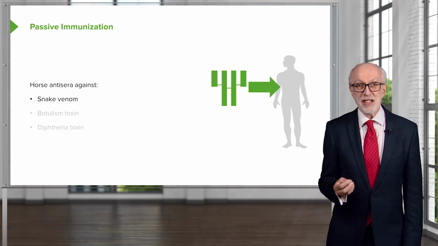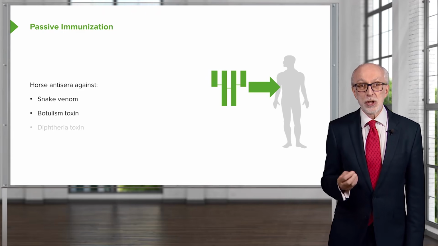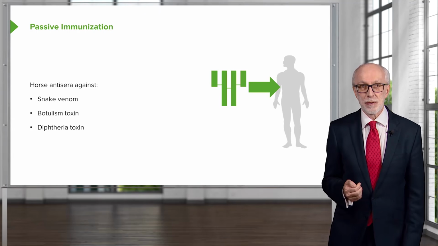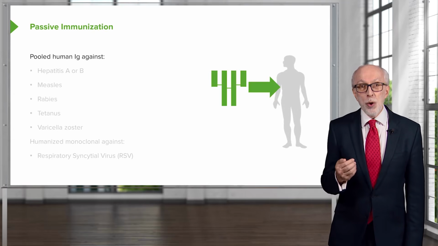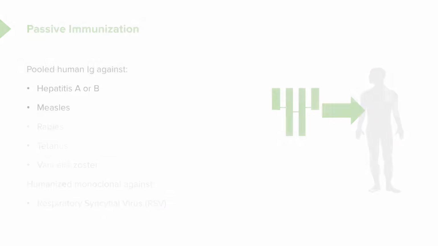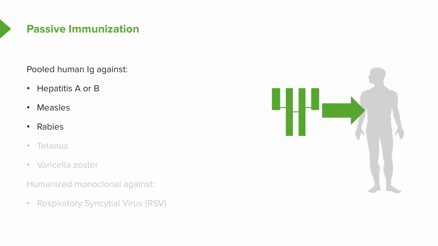Horse antisera against snake venom, botulism toxin, and diphtheria toxin can be administered to individuals exposed to these toxic agents. Pooled human immunoglobulin against hepatitis A or B, measles, rabies, tetanus, varicella zoster, and humanized monoclonal antibody against respiratory syncytial virus can all be given to patients that are exposed to these agents.